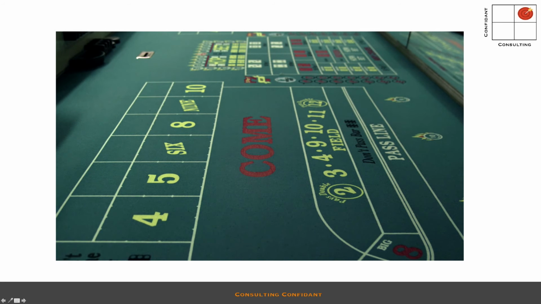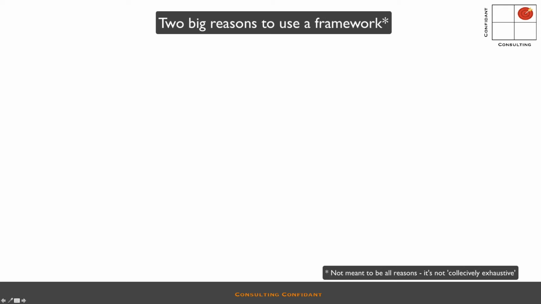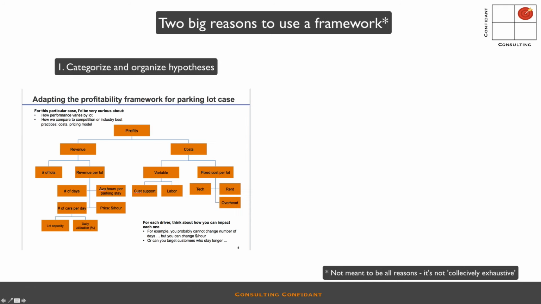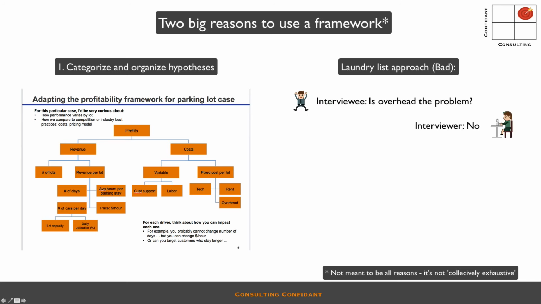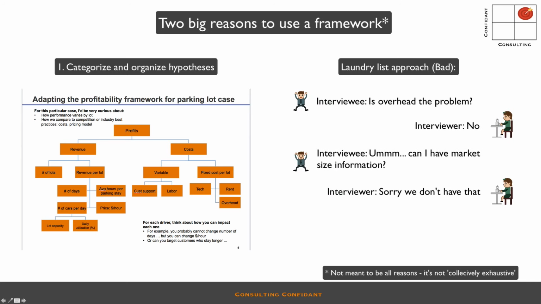So why use a framework? You use it primarily for two reasons. One, it helps you categorize and test different hypotheses in a structured and organized manner. The alternative to this is often throwing out a laundry list of hypotheses. Now, sometimes some hypotheses are dependent upon other hypotheses. Now, we'll get into that a little bit later in the video, but being very structured and organizing your hypotheses in a logical manner prevents you from going down certain rabbit holes that are avoidable.